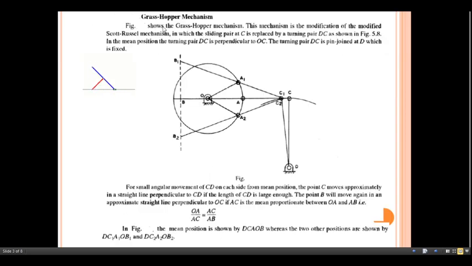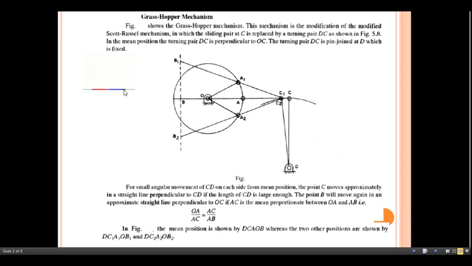Let us discuss the Grasshopper's mechanism. The Grasshopper's mechanism is basically a modification of the modified Scott-Russell mechanism. First of all, we'll see what the Scott-Russell mechanism is. The Scott-Russell mechanism consists of this red link, another link here, and at the end of this one a slider is attached.